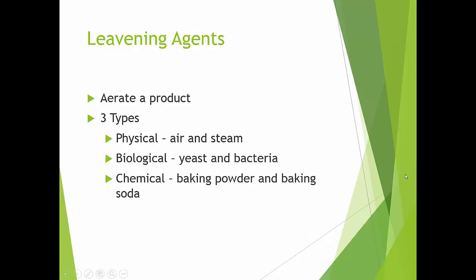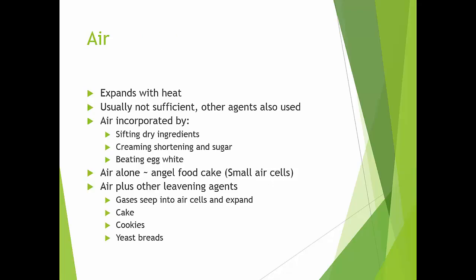Next, we're going to look at these leavening agents, which are the agents that help us to aerate a product and therefore create volume. And there are three types of leavening agents. The first is physical, and so with air and with steam, we can bring about leavening of a baked good. Then we have biological leaveners, such as yeast and bacteria, and finally we have chemical leaveners like baking soda and baking powder. So first, let's take a look at the physical agents.